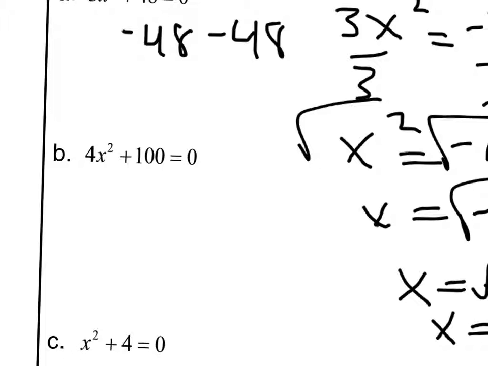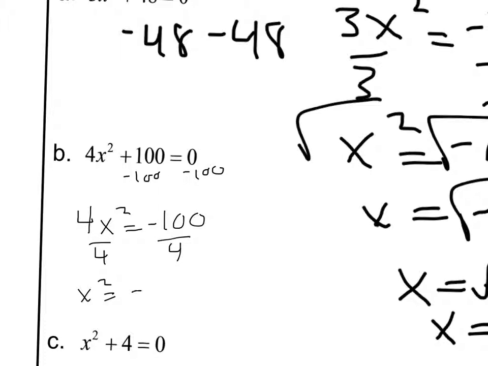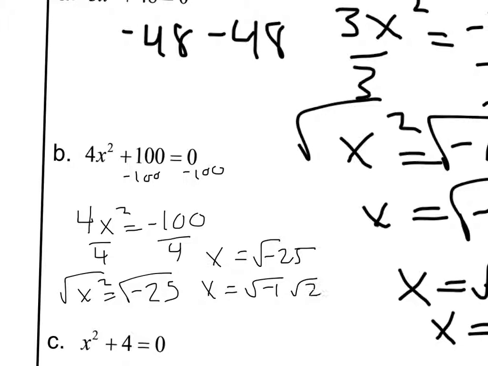I'm going to zoom in so we have a little bit more room. B, we're going to do the same. We're going to subtract 100 on both the left and the right. 4x squared equals -100. Divide both sides by 4. x squared equals -25. Square root both the left and the right. x equals the square root of -25. But that becomes the square root of negative 1 and the square root of a positive 25, which equals, the square root of 25, of course, is 5, and the square root of negative 1 is i.